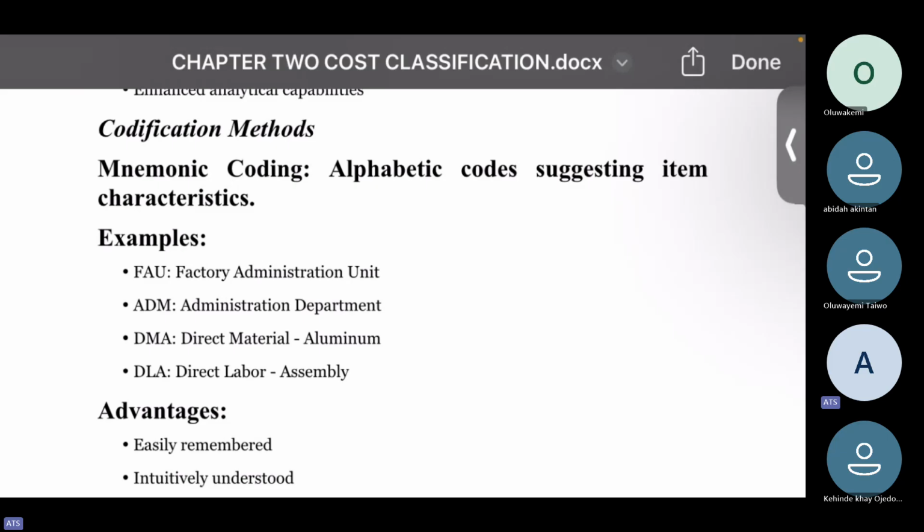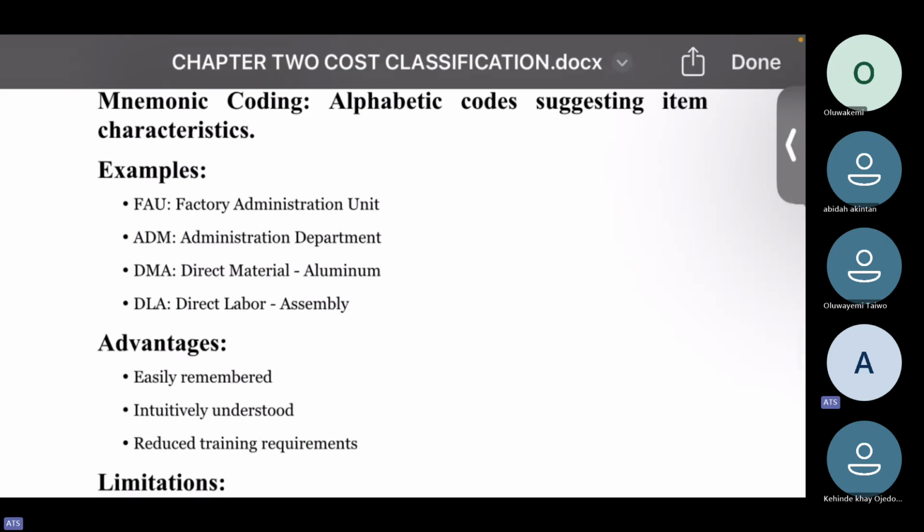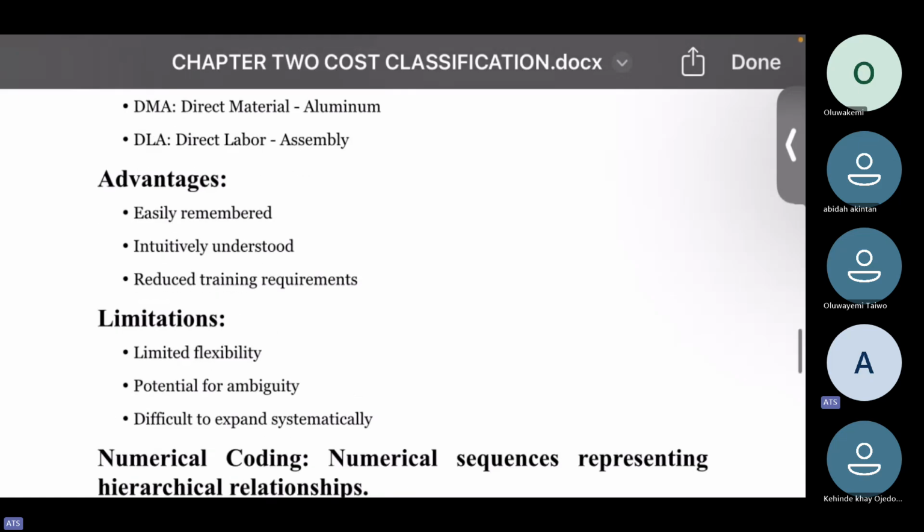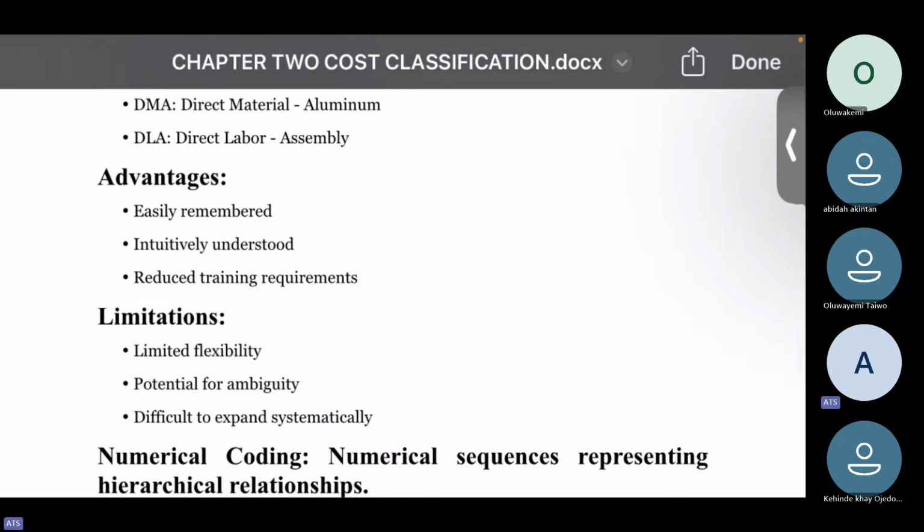you say ADM, or direct material. Please look at it. I'm going to send the notes to you and you can see. You can also research other examples of mnemonic coding, but basically mnemonic coding is using alphabets. So it could be the first letters, you just shorten to make a code for it. It is easily remembered, it is understood easily, and it reduces training requirements.